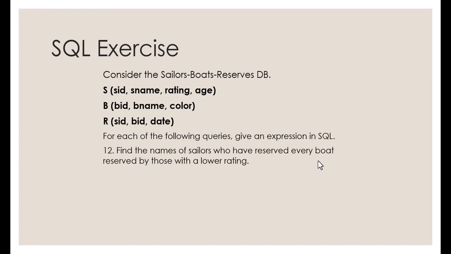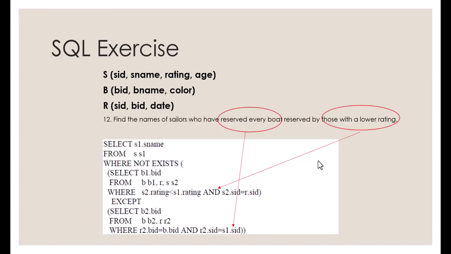Okay, so once you're done, go ahead and click play. It's going to be a combination of NOT EXISTS, a subquery, EXCEPT, another subquery. Whatever appears before every and after every. So we are looking at reserved every boat. That boat should go here, and then those with the lower rating will go here.